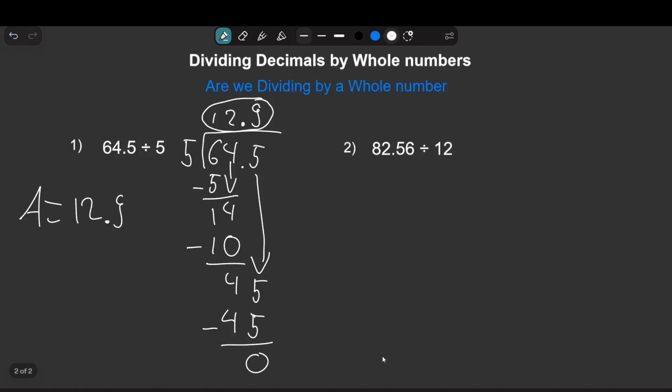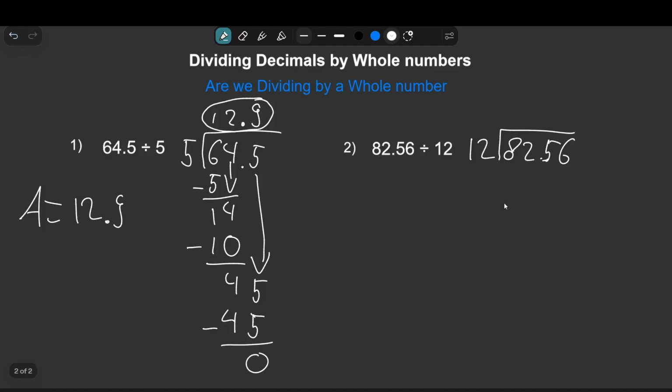That was the first example. Let's go over to the second example now. Of course, the first step we take is we set up the problem. So, we are dividing 82.56 by 12. Now we're going to take the exact same 4 steps, or 5 steps if you want to count, and repeat, and we're going to solve this problem together.